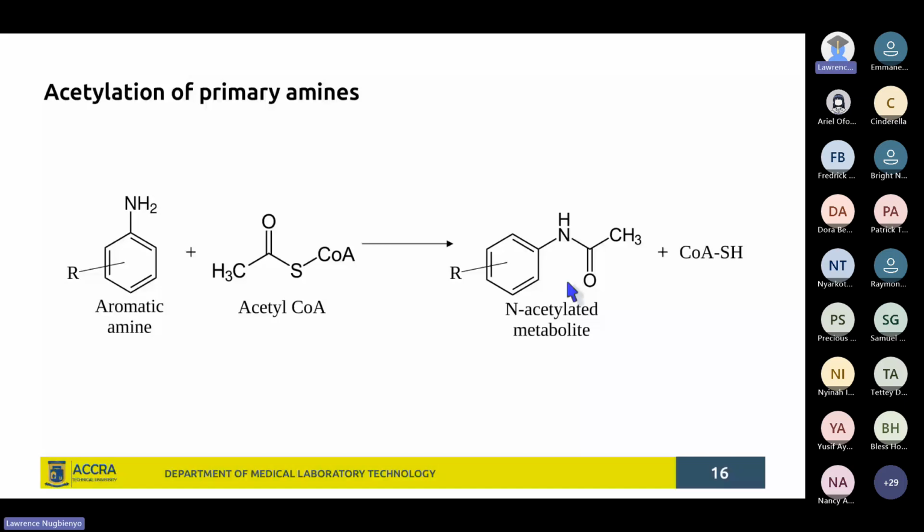Now, N-acetylation actually also has some genetic polymorphism to it. There are some people who are fast acetylators, and some are slow acetylators. And so this brings us to what we refer to as personalized medicine. I think we'll take a look at it as we go ahead.